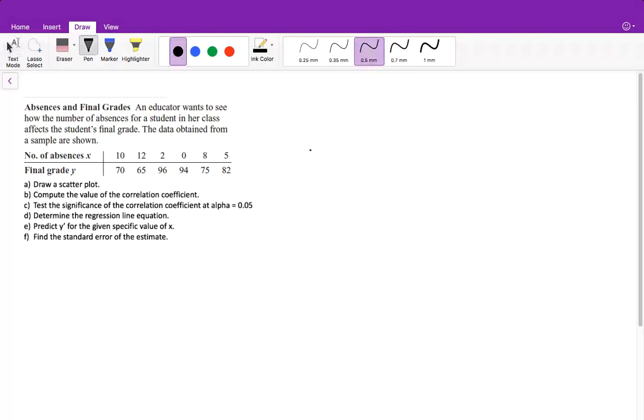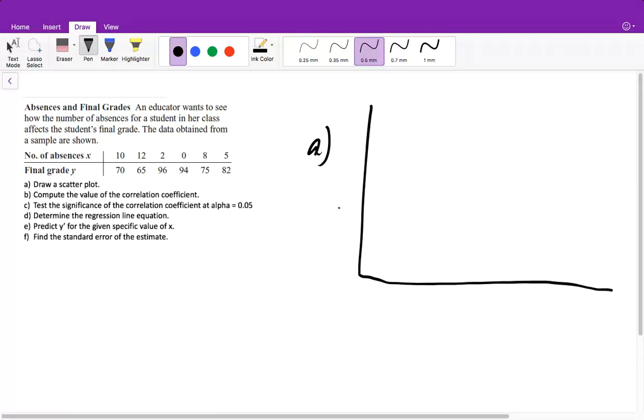All right, but for A, you're going to draw a scatter plot. So here we will have our X values and our Y values. We are going to be at 0, 2, 4, 6, 8, 10, 12, and then here I'm going to start at 65 and then count up to 95 or 105. So 65, 75, 85, 95, 105.